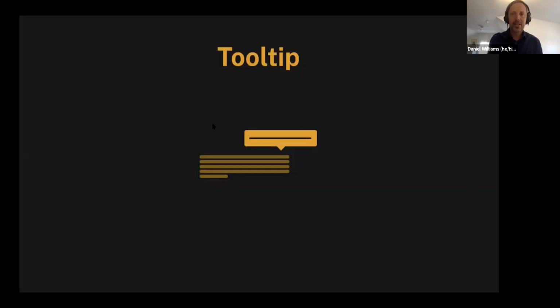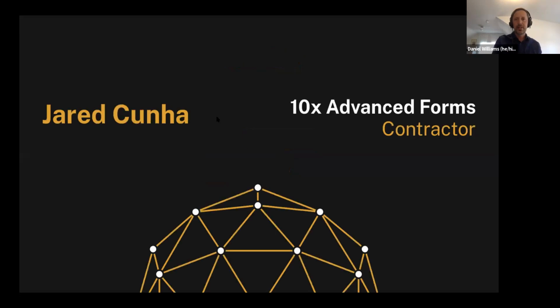And last but not least for the components is Tooltip. Tooltip is a short descriptive message that appears when a user hovers or focuses on an element. And to demonstrate Tooltip, I will return to our friend Jared. I'd like to welcome him back. Hey, Jared.